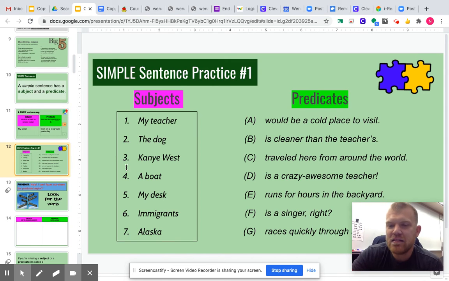All right, so this is the last little portion of this today. I'm just going to do bits and pieces every day. As we get into more and more writing, we're going to start with small sentences and then work our way up to paragraphs and then essays. So this is just a little practice. I want you guys to look at this and then match each subject up with the predicate and write it as a complete sentence. So you'll have 7 sentences total after you do this, okay?